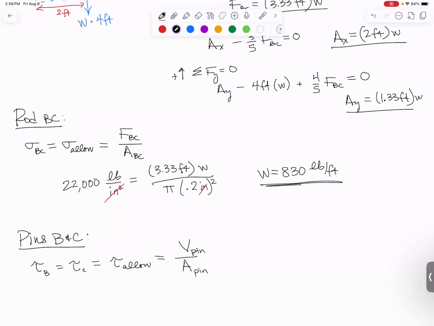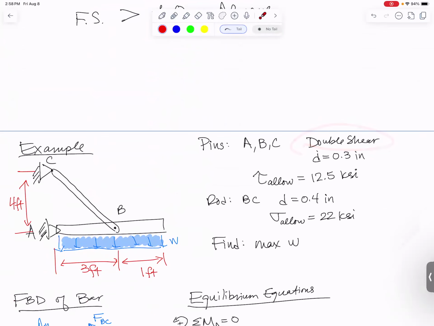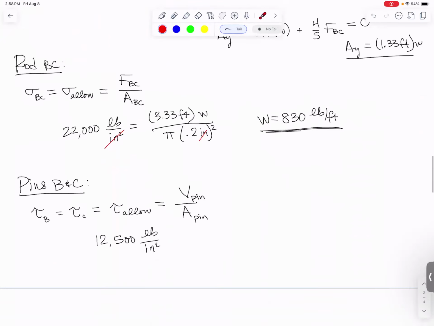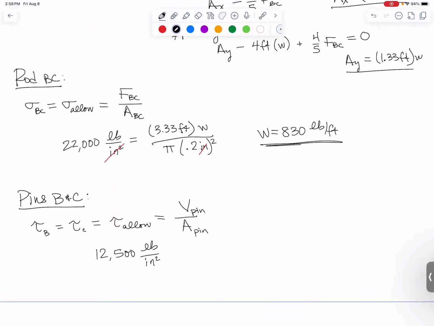The allowable stress is 12,500 pounds per square inch, psi, because it was 12.5 ksi. That's going to equal V of the pin. The pins were in double shear, so the force acting on this pin is FBC, and I need to divide it by 2 because it's double shear. Let me say that one more time. The force that's pulling on those pins from the bar is FBC. It's pulling equally on both pins in opposite directions. Because we're in double shear, we have to divide that force by 2.